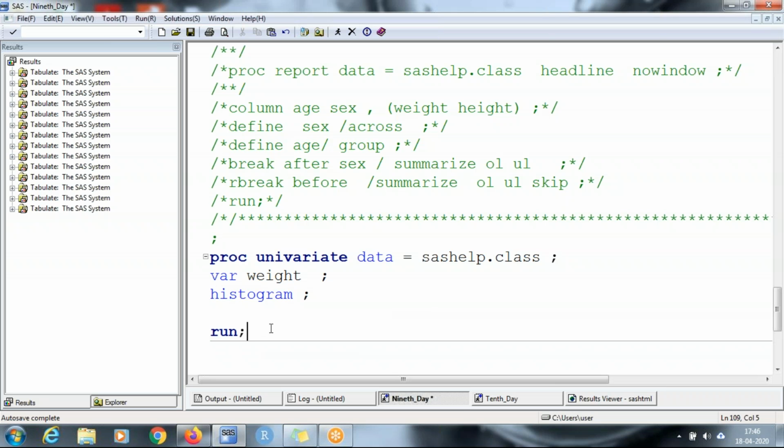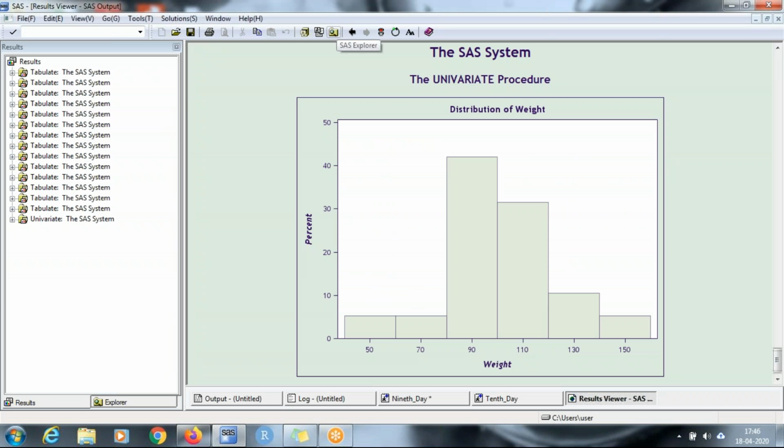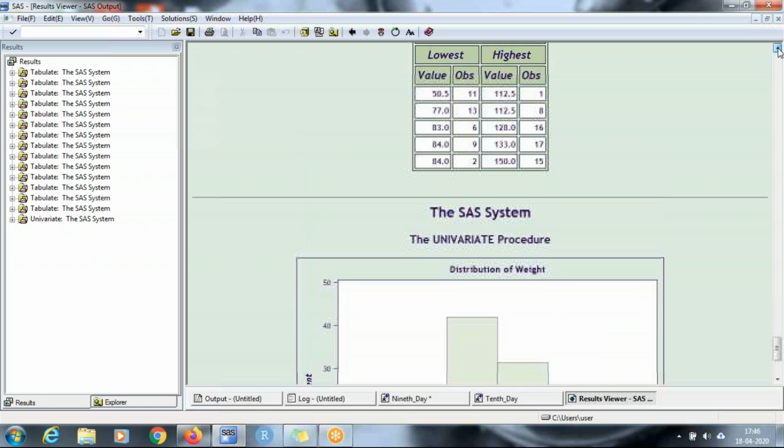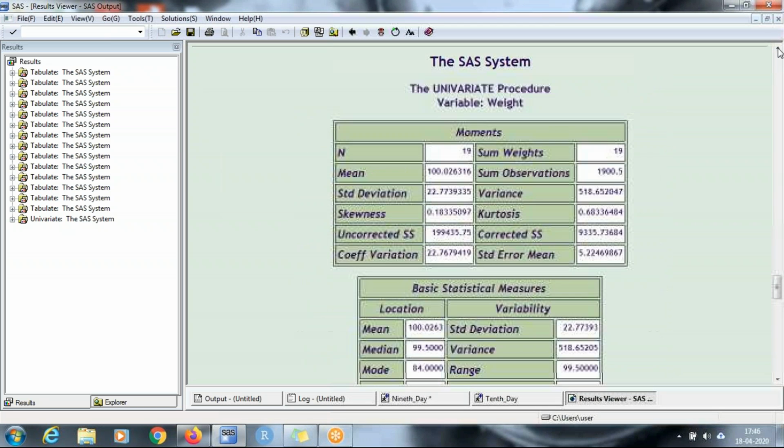So let me show you the output. Do you remember this graph? Yes. So to see the distribution of your variable, apart from summarization, which is this, which is this. So one procedure gives you each and everything about your variable.